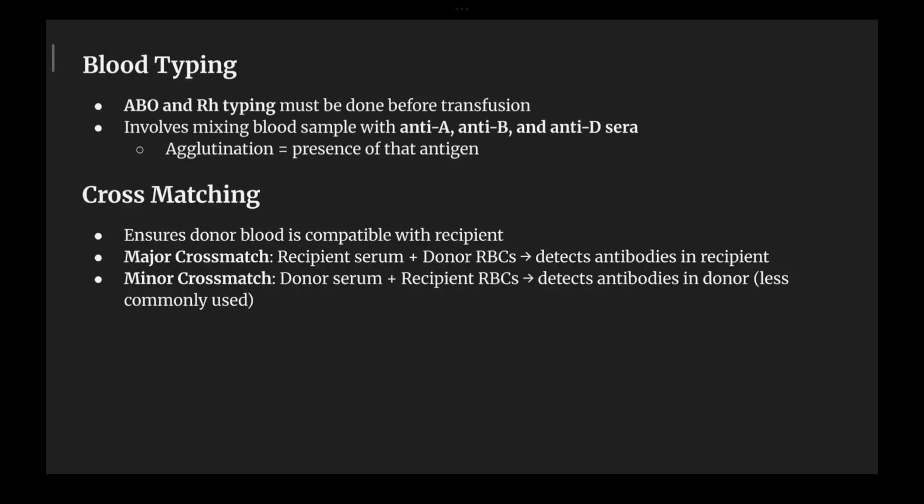Now the minor crossmatch: the donor serum plus the recipient red blood cells are added. So the opposite. Here the donor serum is taken, and the recipient's red blood cells are added. Here, if antibodies are detected in the donor, it is less common, but it is usually done to determine whether the donor's antibodies are going to act against the recipient's red blood cells and kill the red blood cells of the person who is receiving the blood.